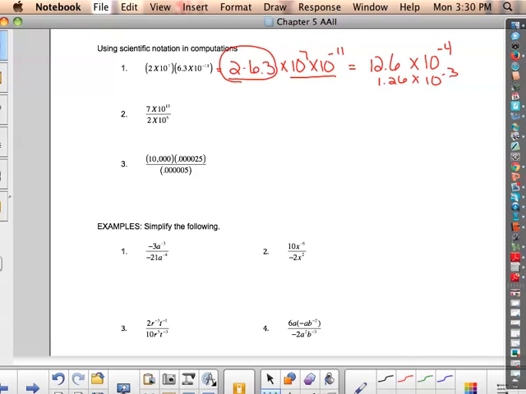In number 2, I have that as 7 over 2 times 10 to the 13 over 10 to the 6. 7 over 2 is going to give me 3.5 times 10 to the 7th as that answer.